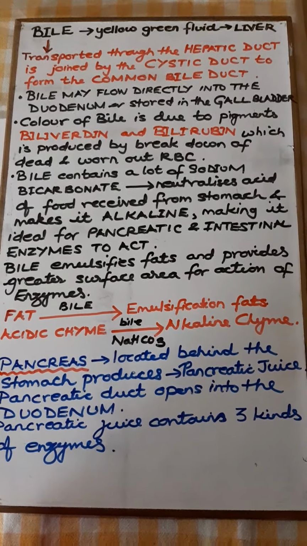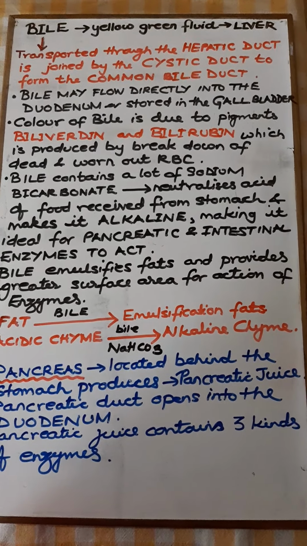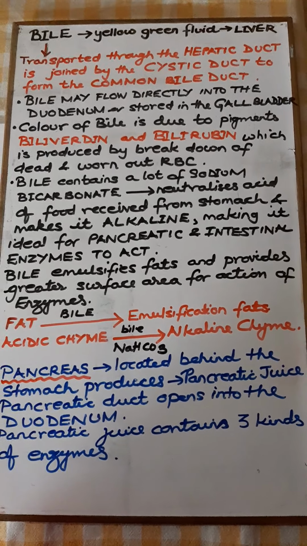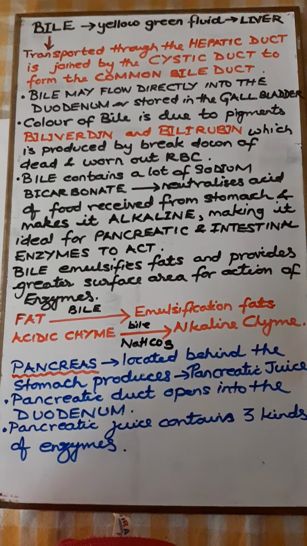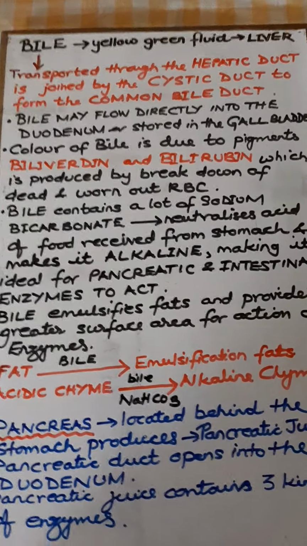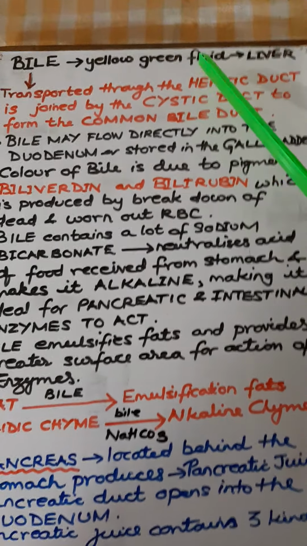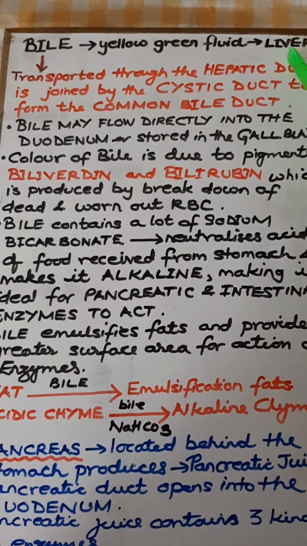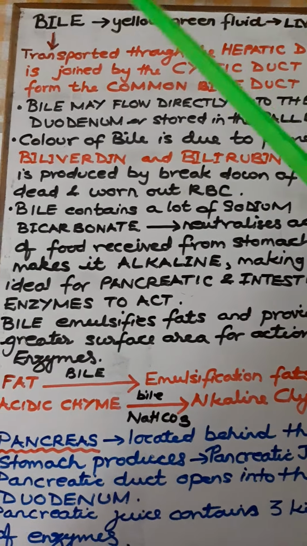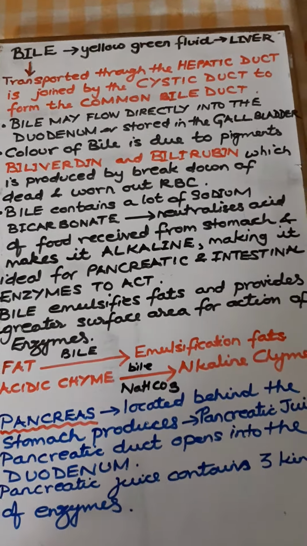Hello children, we have been doing the small intestine. Today we shall continue with the bile. The bile is a yellow, greenish color watery fluid which is produced by the liver. So it is a secretion by the liver which is called bile.